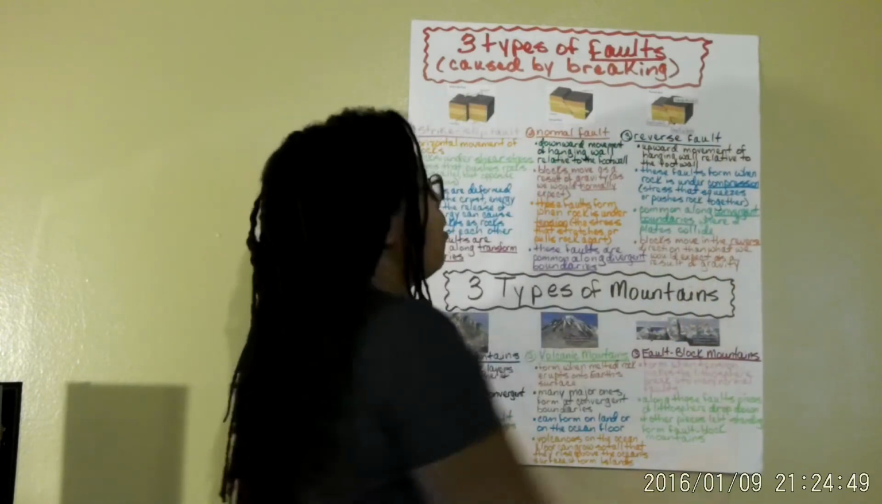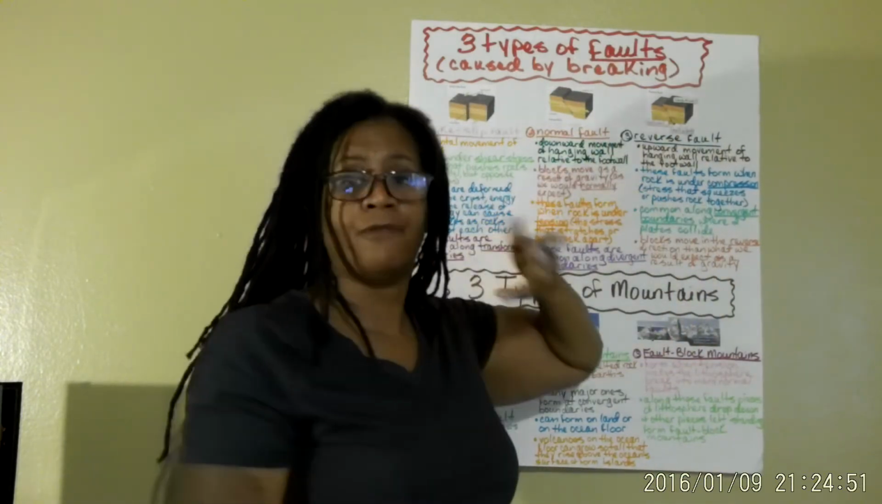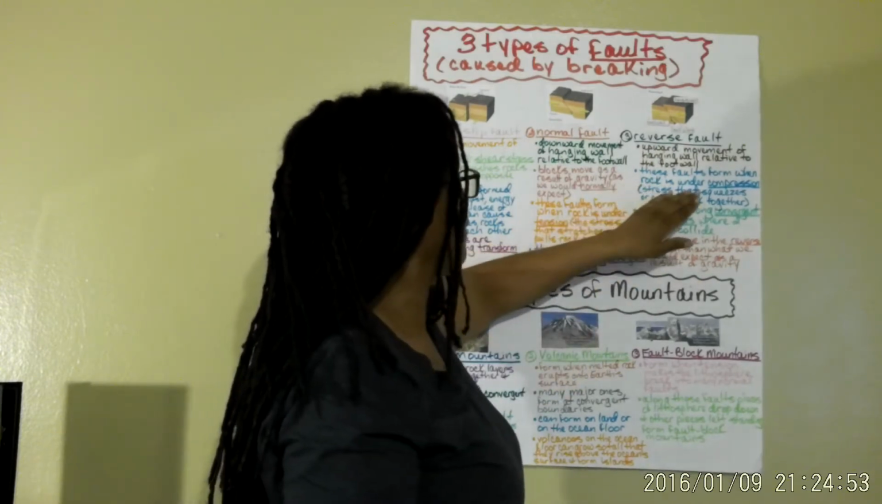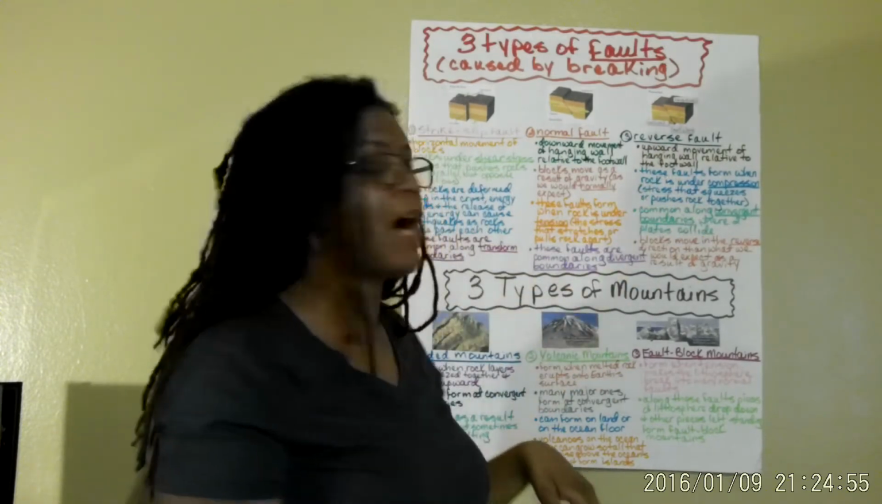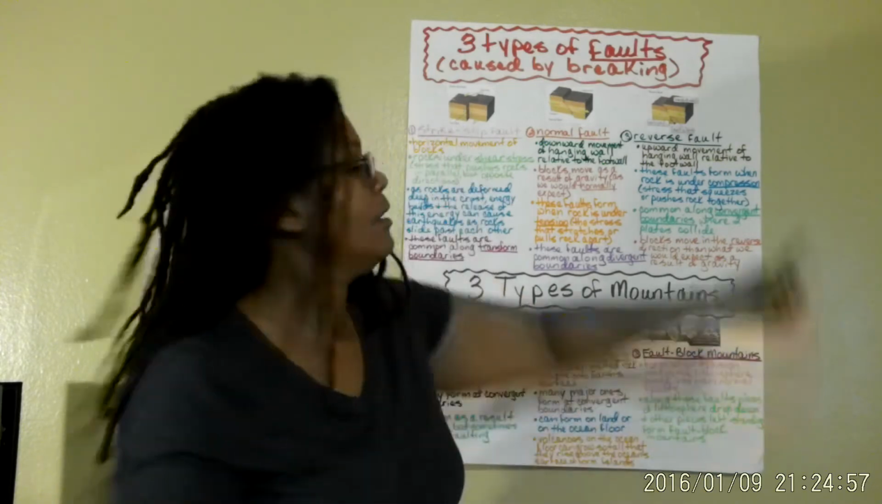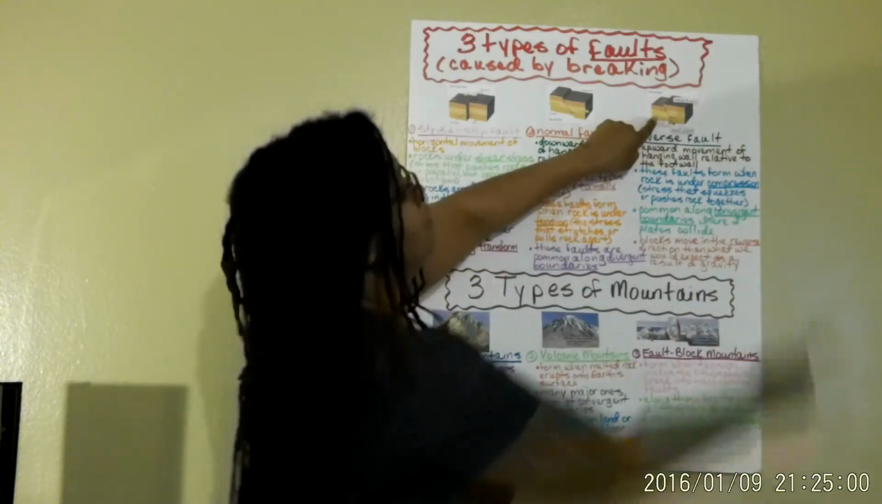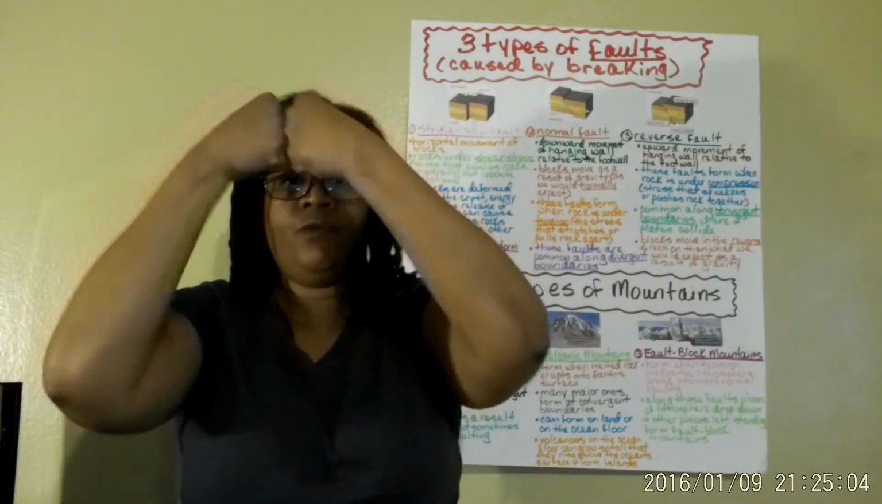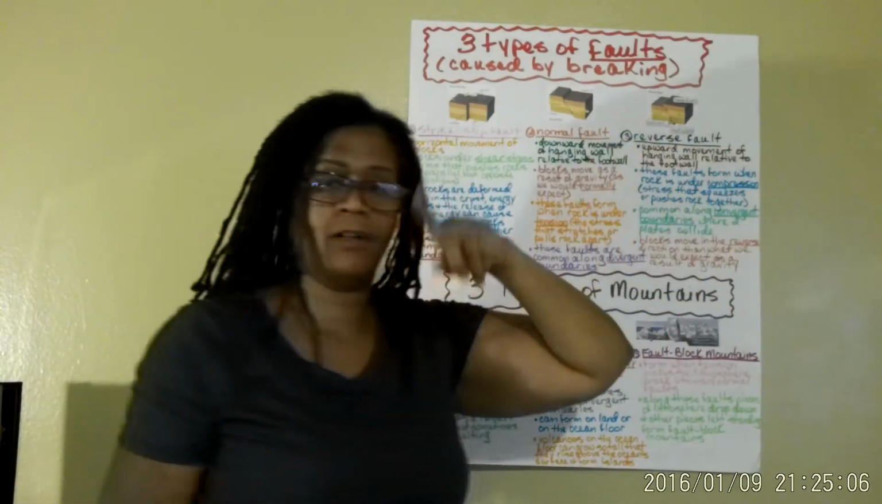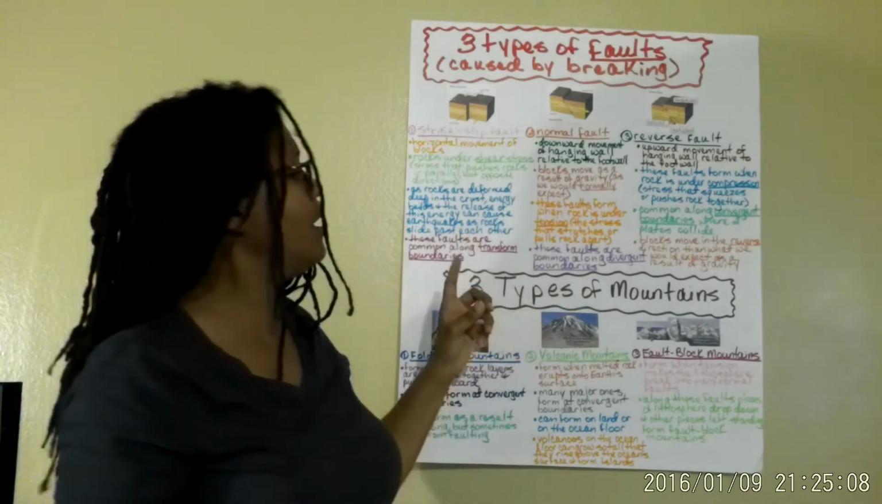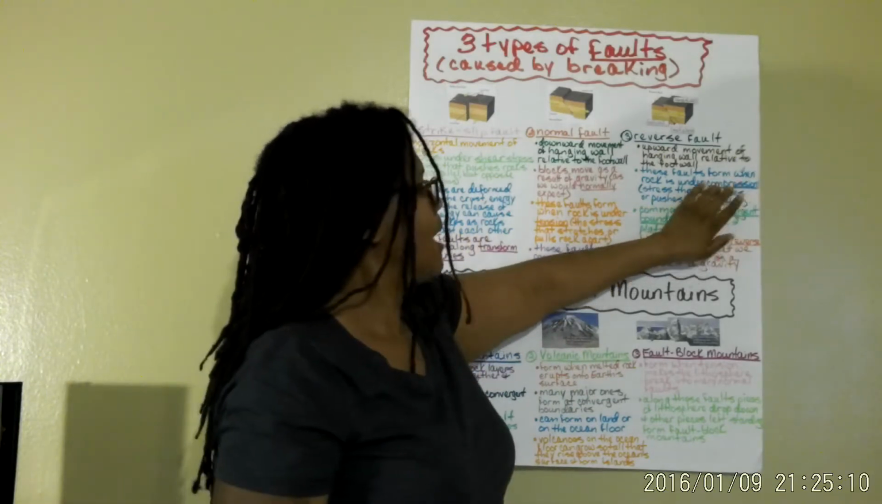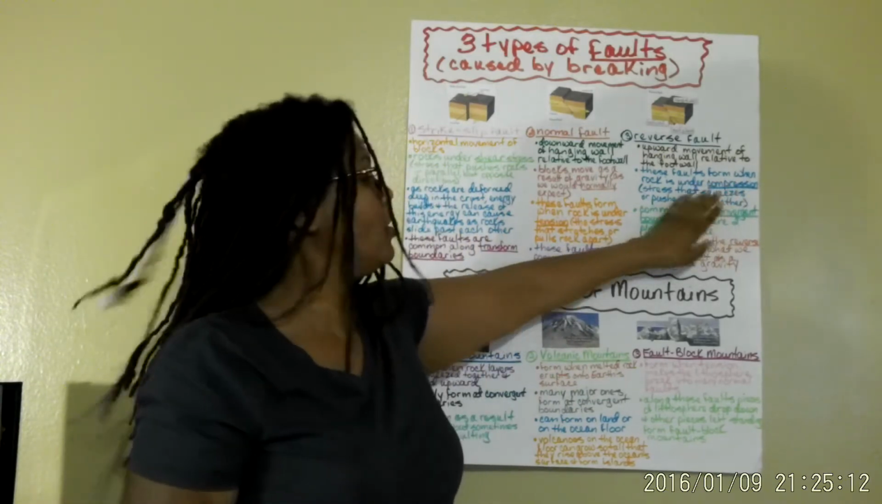So it's the upward movement of the hanging wall relative to the foot wall. And these faults occur when rock is under compression. Look at the arrows. See the arrows moving inward, okay? We've talked about that also during our lesson on tectonic plates. And this is called compression.